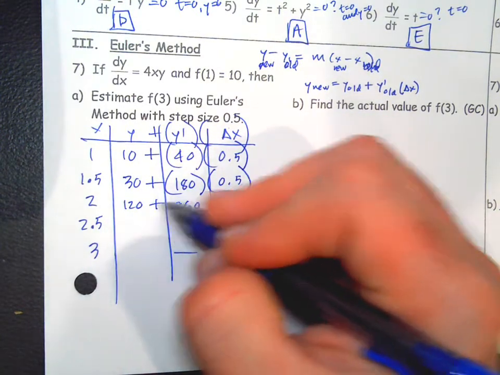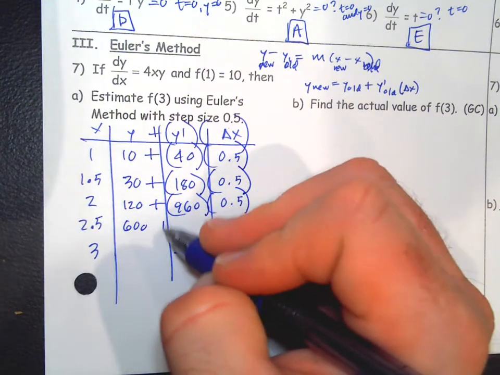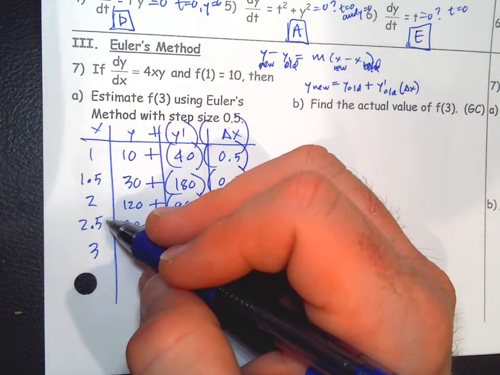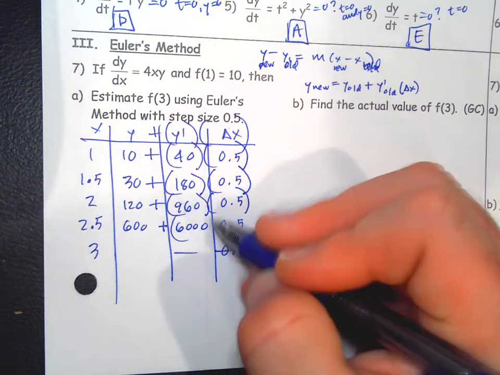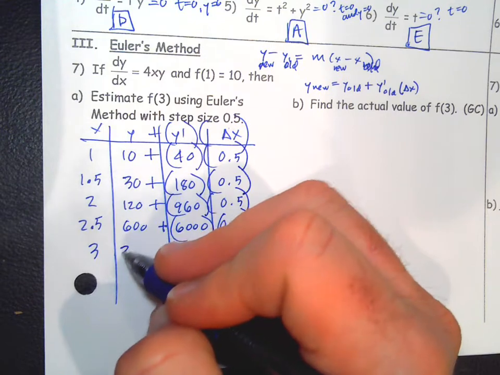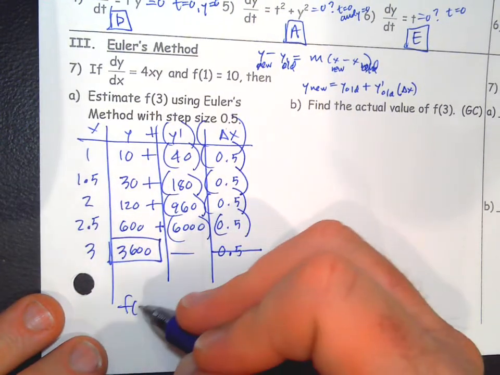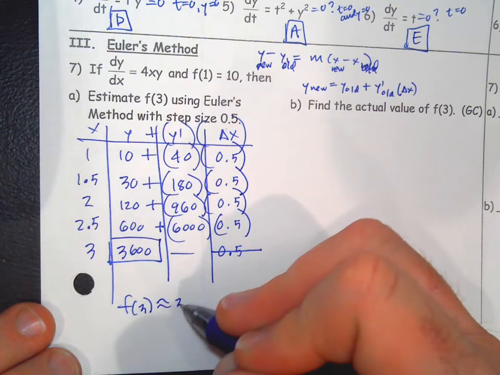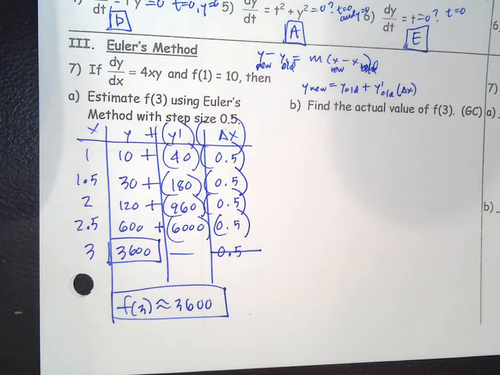Wow, I'm getting some big slopes here. It's going to be 480. It's going to be 600. This is going to be 6,000. It's going to be 3,600. So let's write your answer nicely. F(3) is approximately 3,600.